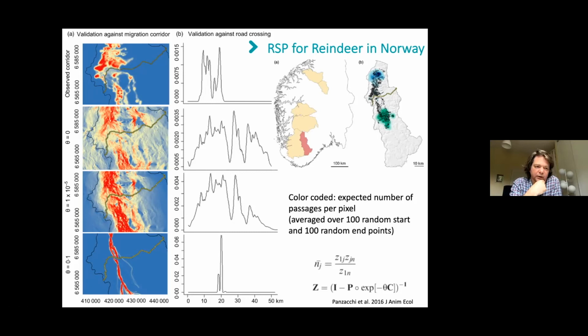So on the top left, we see the density of GPS points in red as a measure of the number of passages per pixel. And then we see, for the extreme case of the random walk, theta 0, a distribution of passages, and then an intermediate value, which was deemed to be the best value for theta, and then the least cost path below. And similarly, to the right, we see the distribution of road crossings, and see that again the problem with the least cost path is that it's too peaked, whereas on the other extreme, the random walk is too broad.